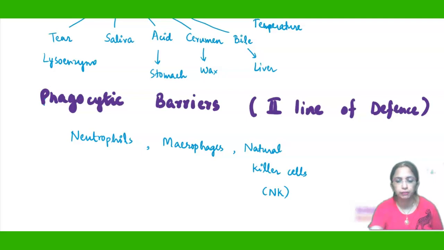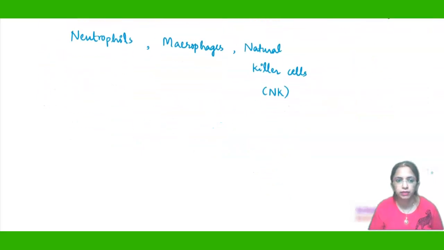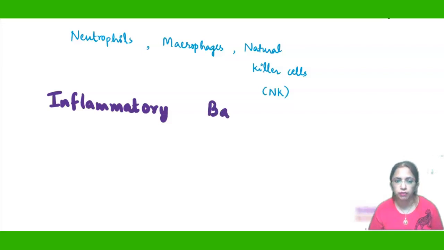Next, we come on to the inflammatory barriers. Means inflammation will happen in the body, and this will resist the antigen to show its effect. Okay, so inflammatory barriers are there, and you might have seen that whenever any injury happens, inflammation or redness appears. Along with redness, swelling also is seen, pain is there, and the injured area is heated as well. Means it has high temperature there.